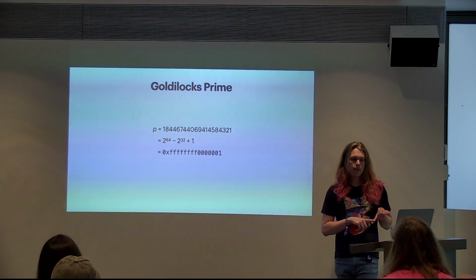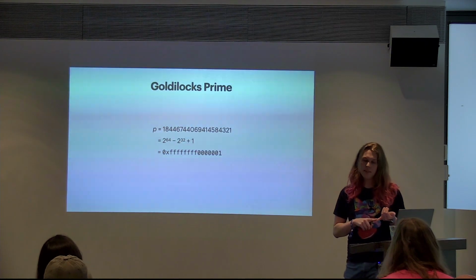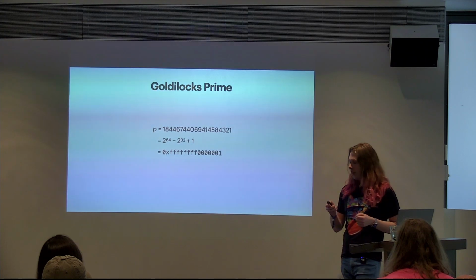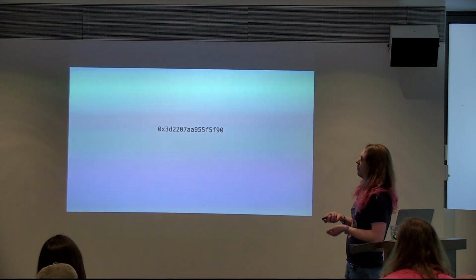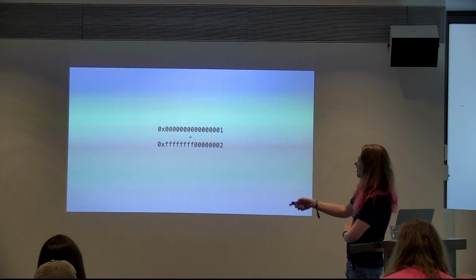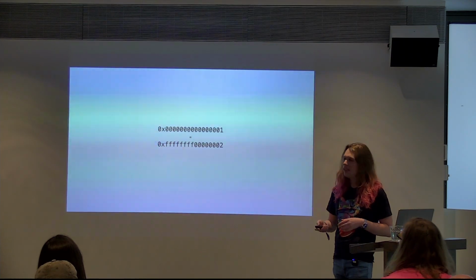Each Goldilocks Prime, Goldilocks Field element fits in a 64-bit word. So, for example, this is an example of a Goldilocks Field member. Here's 1, but that's also 1, so we have redundant representations.